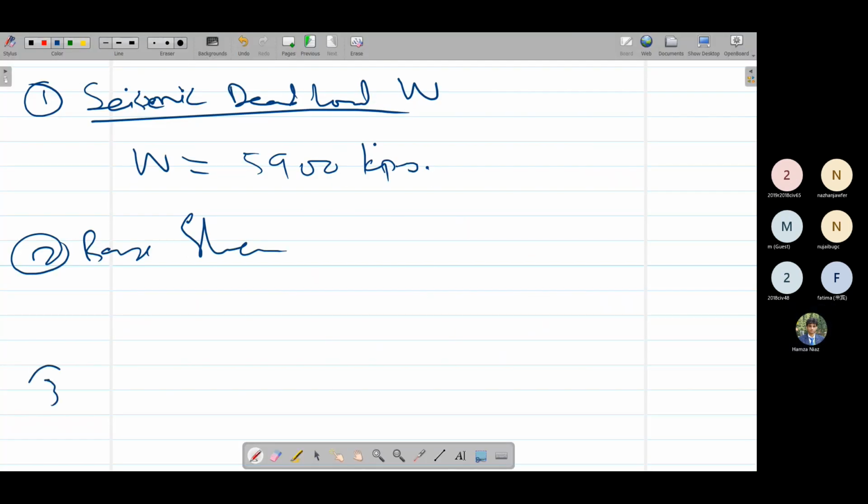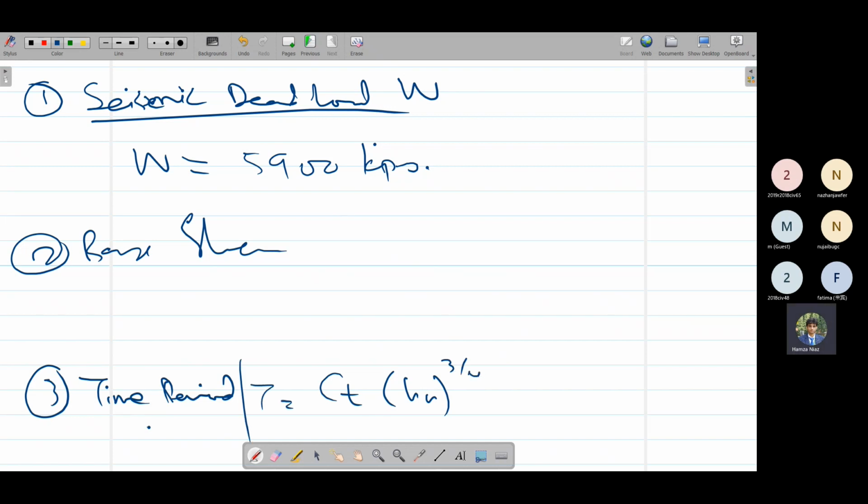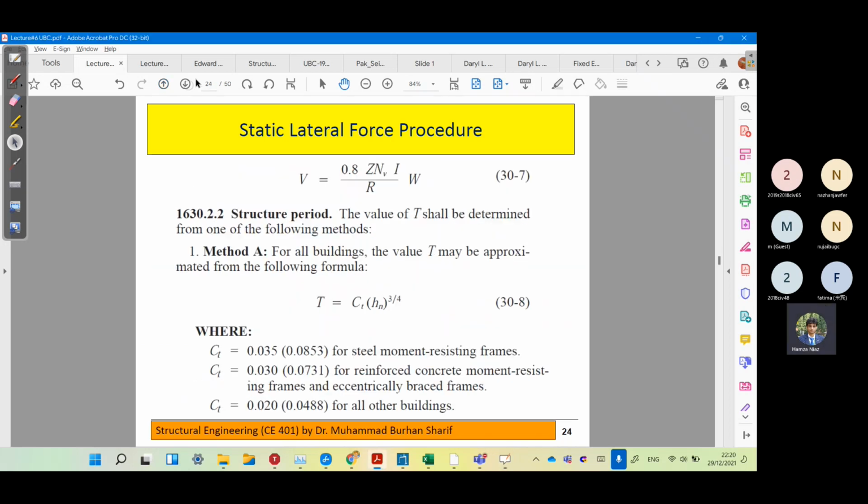Third one. Actually, we have to do this before time period. We should do time period before, because it is going to be used in base shear. So I forgot time period before that. So it is CT times HN power raised to 3 by 4. Time period is CT HN 3/4. HN is the total story height, the total height of the building. Power and CT is a factor.